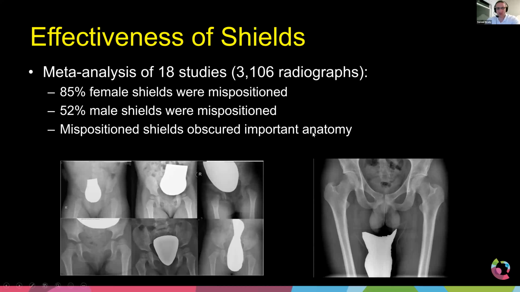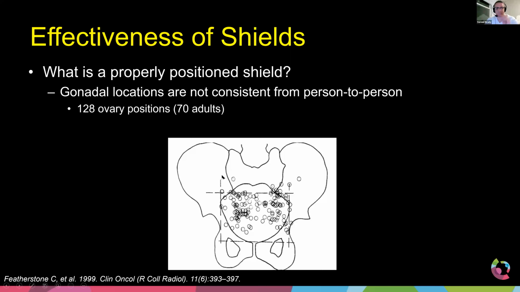Mispositioned shields, once again, will obscure potentially important anatomy, more specifically for female. But if the shield had been placed superior, then it potentially could have done the same thing. So let's talk about the fact that you and I and everyone in between, we're all different people. Specifically speaking, let's talk about women. In a paper here that was published in 1999, so this is not new knowledge. This is something that we've known about for 2 decades now.